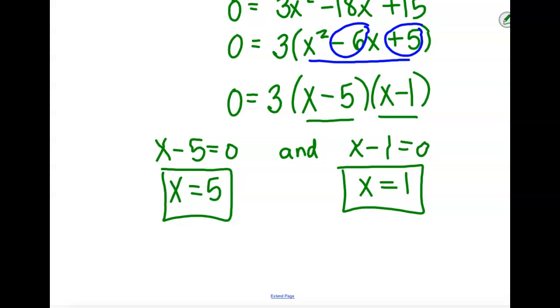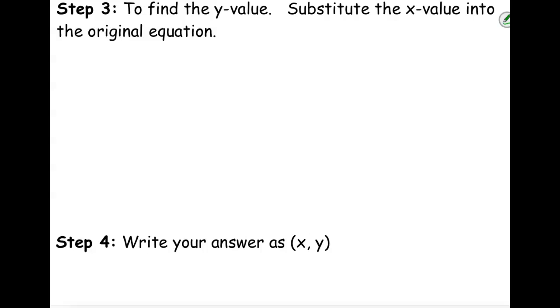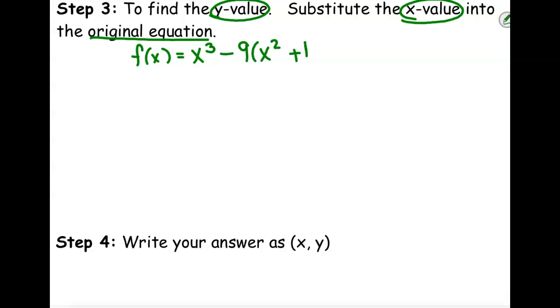All right, continuing on. Step 3 is we need to find the y values. So to find the y values, you substitute the x values in the previous step into the original function, the original equation. So here is the original function, f of x equals x cubed minus 9x squared plus 13x minus 2. And those x values on the previous slide is what we're substituting in.